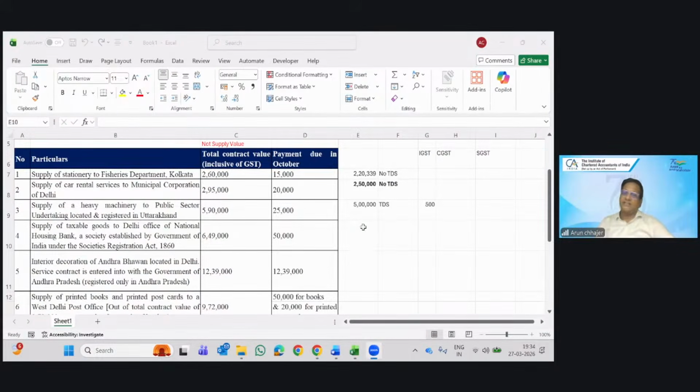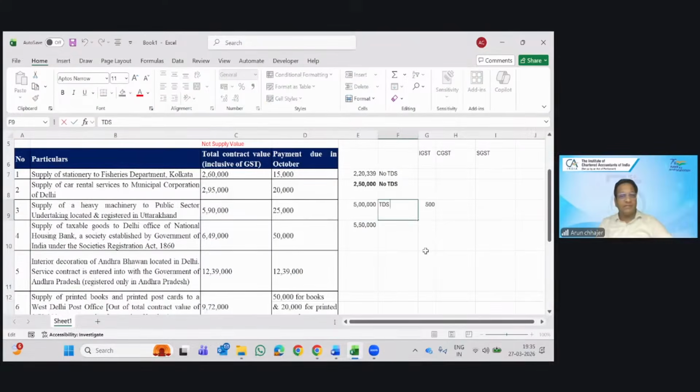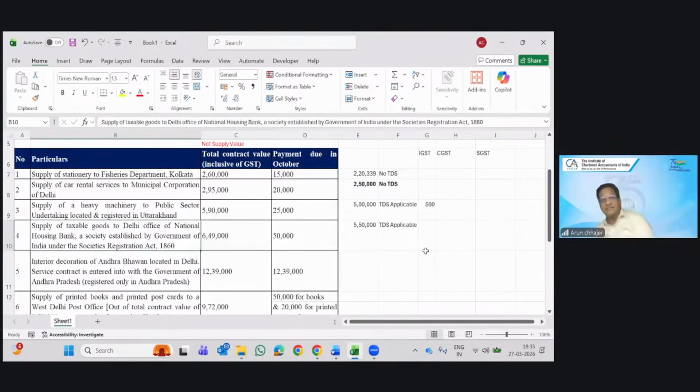Okay. What is the value in this case? Taxable total contract value is 5,50,000. Will the TDS be applicable? Answer is yes, TDS will be applicable. Now in this case, is it intrastate supply or interstate supply? Tell me, the supply is intra or inter?